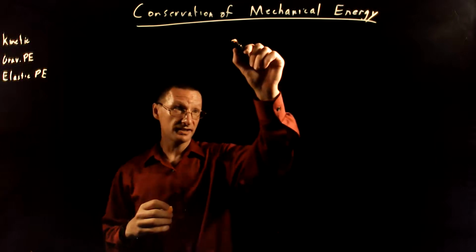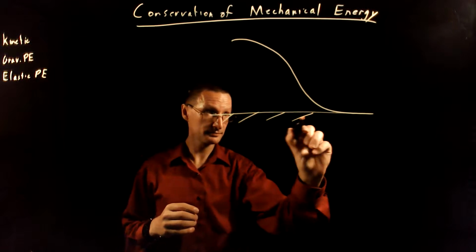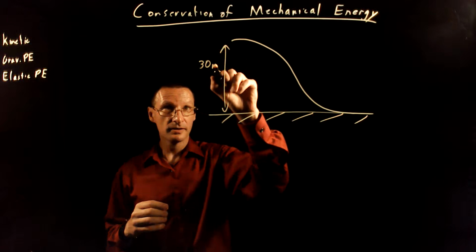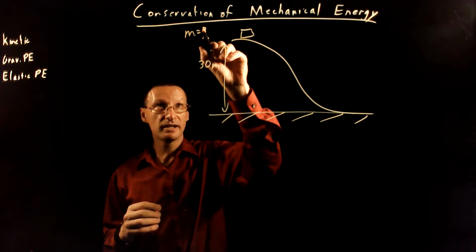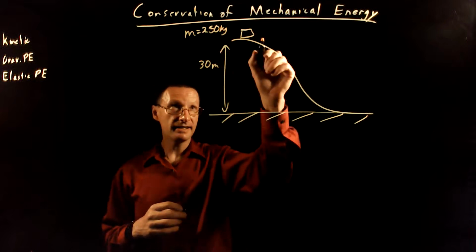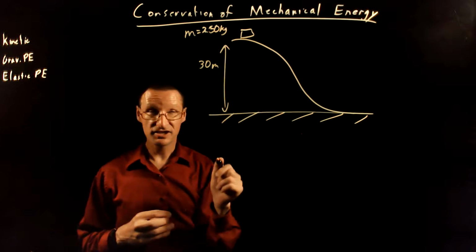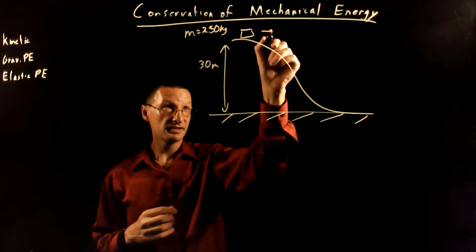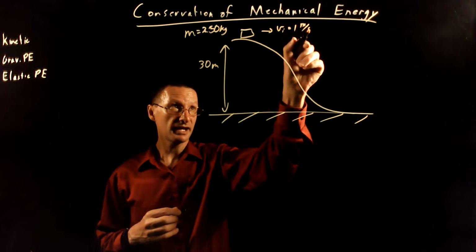So our scenario is this. You have a large hill and a roller coaster at the top of the hill. The height of the hill is 30 meters. And you have a roller coaster car. The mass of the roller coaster car with the people in it is 250 kilograms. And at the very top, these cars get pulled up to the very top with a chain, and then at the top they're going very, very slowly, almost released from rest. But this one is released at an initial velocity of 1 meter per second.